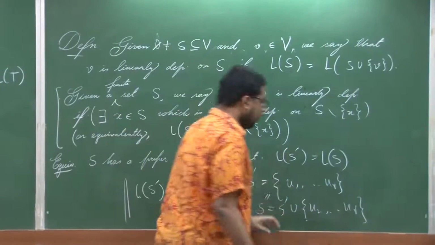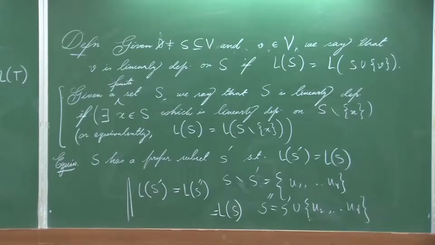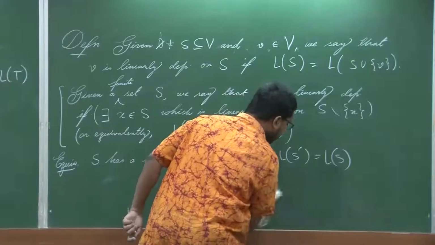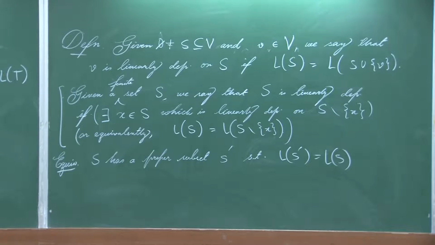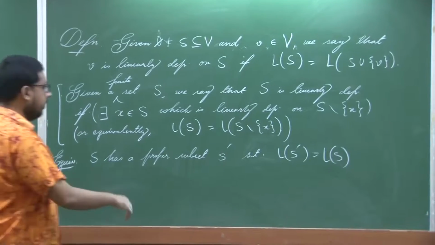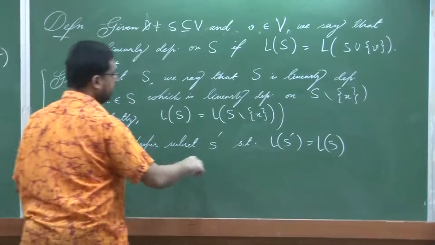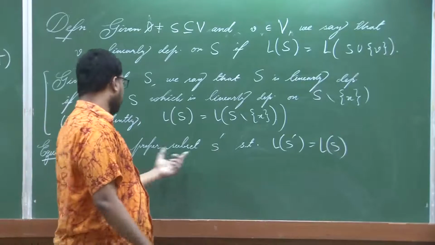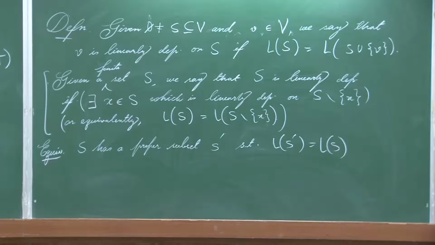So a finite set is linearly dependent if it has a point such that if you miss that point, there will be no change. If you delete that vector from the set, the linear span will remain the same. Or another way to say it: there is a finite subset, since you are starting with a finite set, meaning possibly deleting several points, where we are not getting any change at the level of linear span.